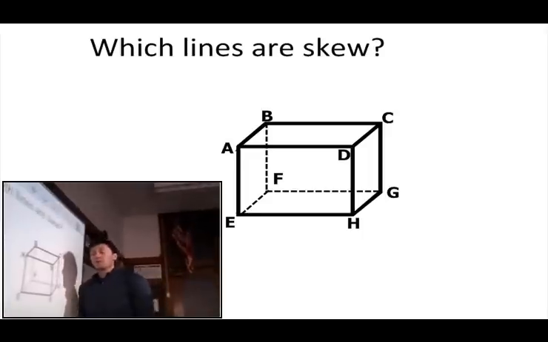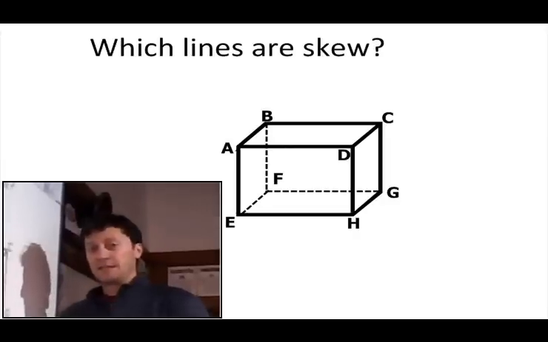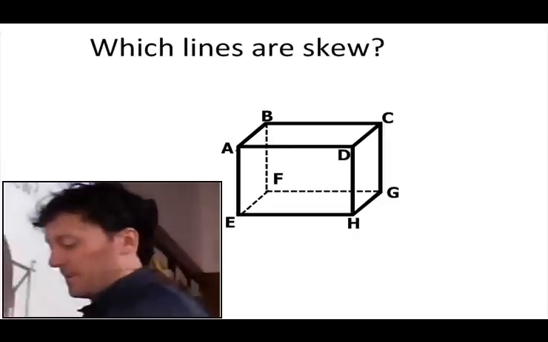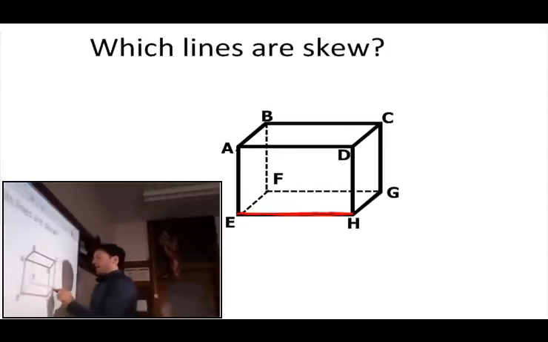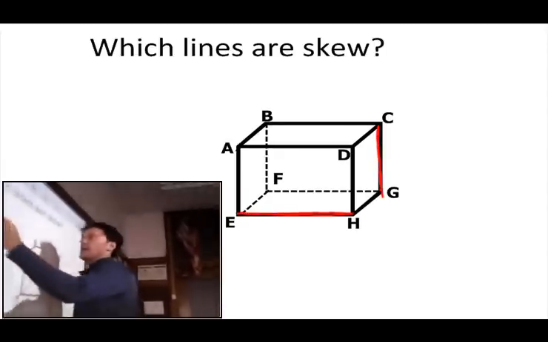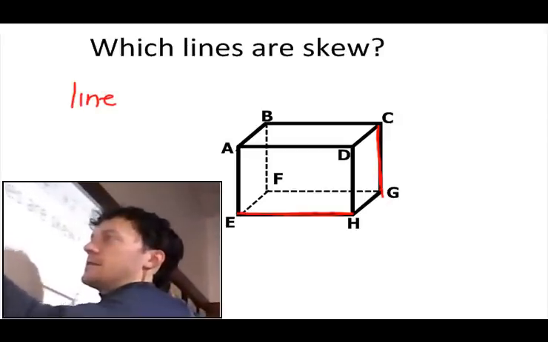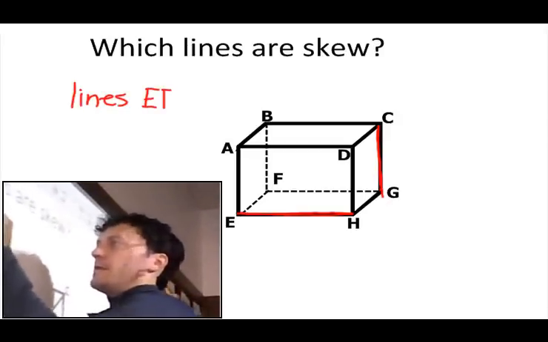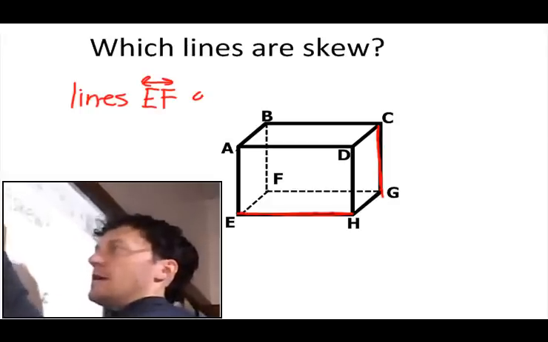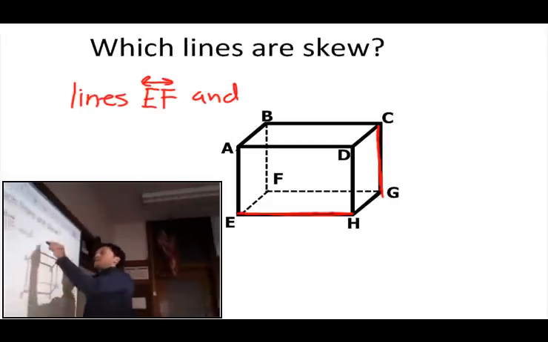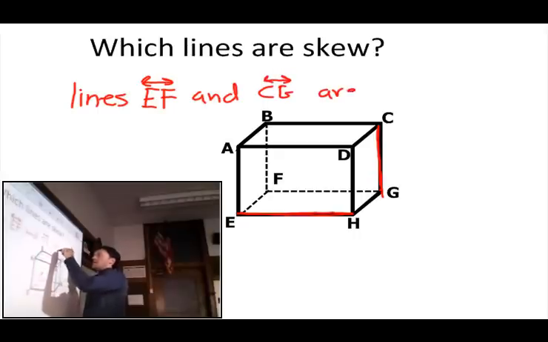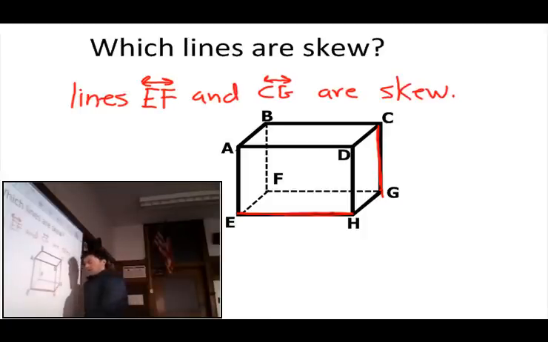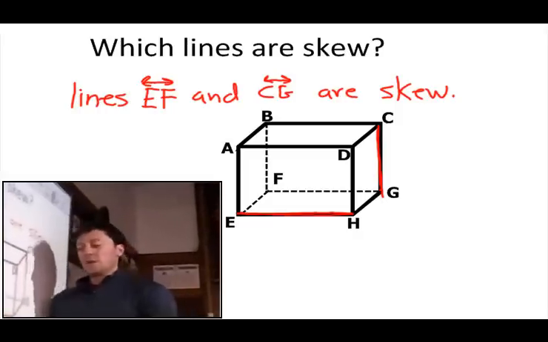Which lines are skew? So now we've got to be in different planes and not intersecting. Okay, how about EF and CG? So I can say that lines EF and CG are skew. And then there's, of course, some other examples that you could come up with.